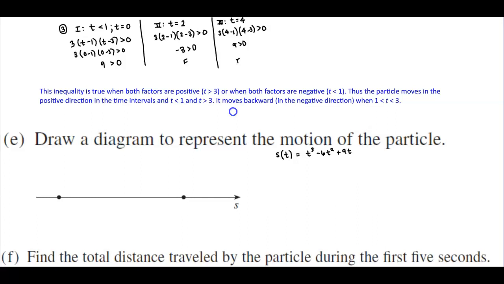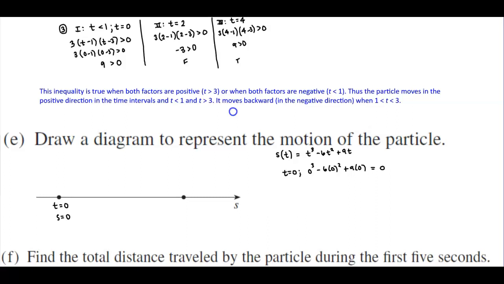So what happens when t is equal to 0? What is the position function? If we plug in t equals 0, we get 0 cubed minus 6 times 0 squared plus 9 times 0, which is equal to 0. So we know the position is going to be equal to 0.